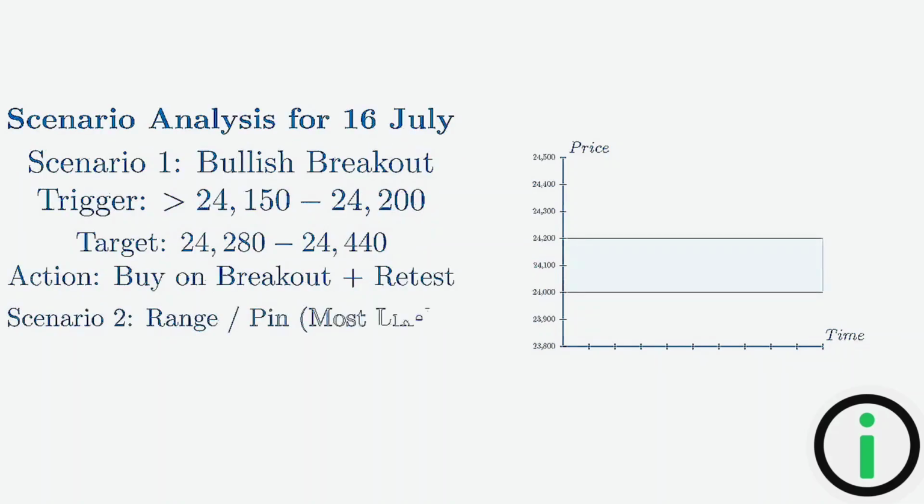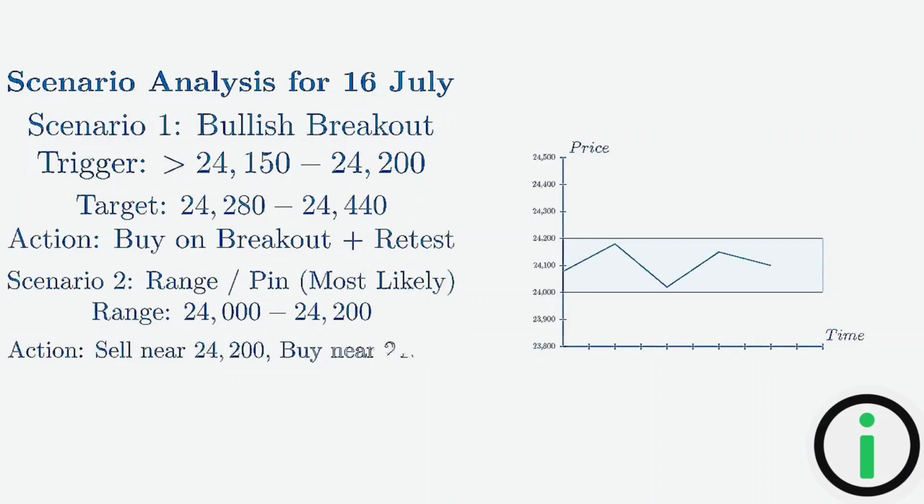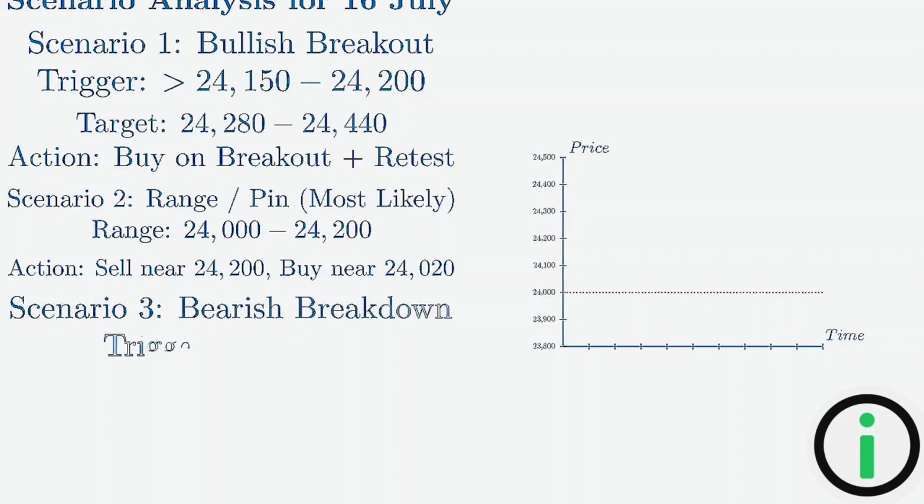The second, and most likely scenario, is a range-bound session. Given the low volatility, or IV, the market will likely oscillate between 24,000 and 24,200. The strategy here is mean reversion, selling near the top of the range at 24,200 and buying near the support at 24,000.